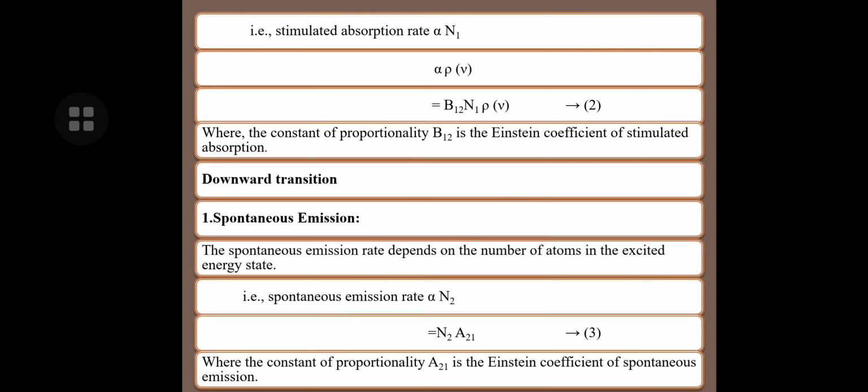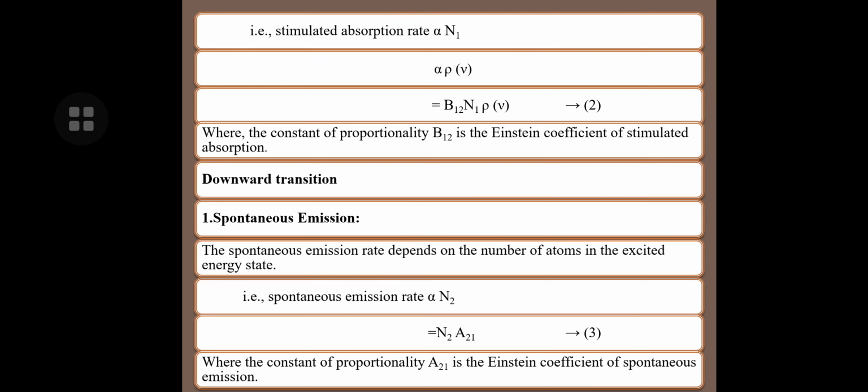Next, coming to downward transitions. The first one is spontaneous emission. The spontaneous emission rate depends on the number of atoms present in the excited state. That does not depend on the energy. That's why the spontaneous rate is proportional to N2. This equals A21 N2, where A21 is the constant of proportionality, the Einstein coefficient of spontaneous emission. Here we are taking 2 to 1 because the atoms come from energy level 2 to 1. That is equation number 3.